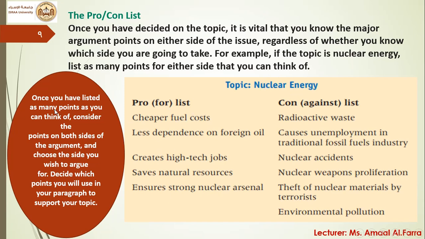Once you have listed as many points as you can think of, consider the points on both sides of the argument and choose the side you wish to argue for. Decide which points you will use in your paragraph to support your topic. After listing them, decide which side you are going to choose. Is it pro or against? Choose just one side and then choose the things related to that side.